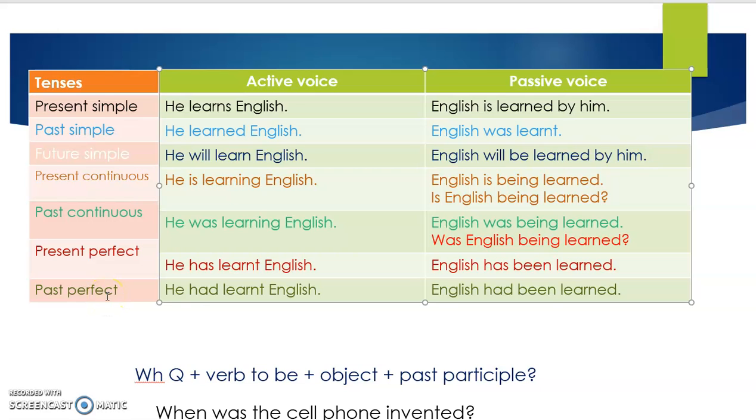Then past perfect, the subject plus have plus verb in past participle plus complement. In this case, object plus had plus been plus the verb in past participle. Now, as you see here, I want that you write examples in negative and interrogative sentences. For example, in this case, I want that you write questions about this.